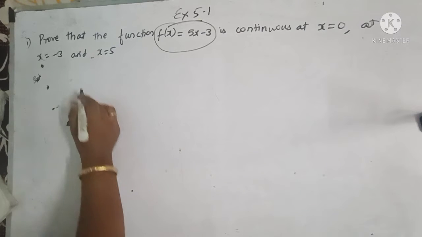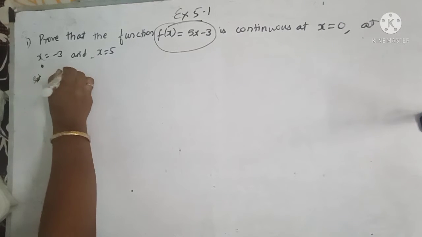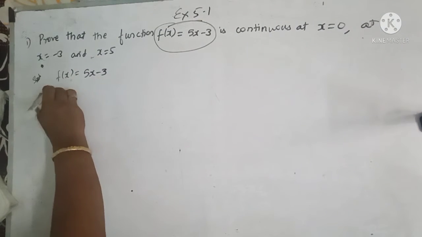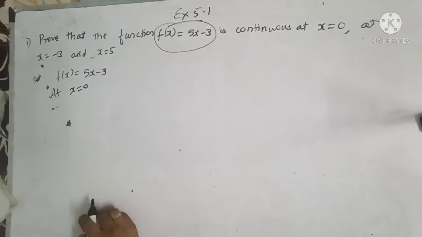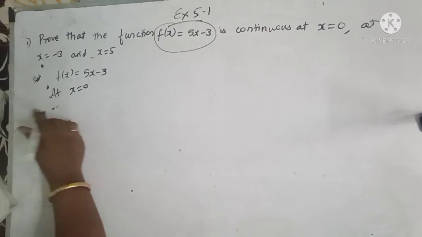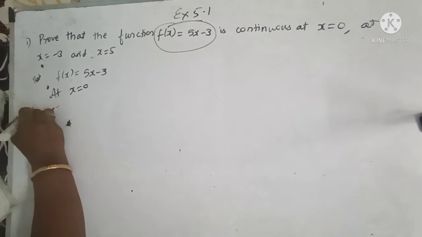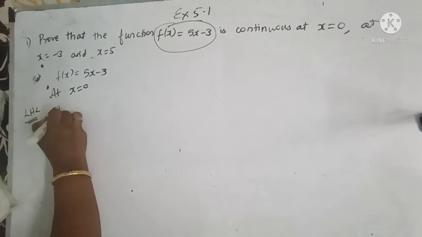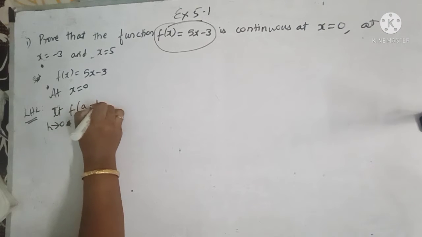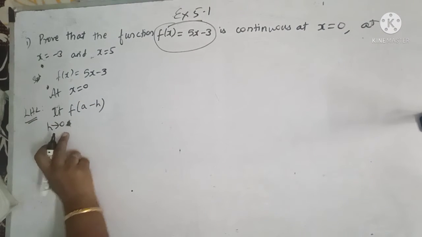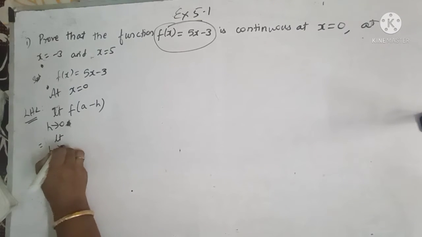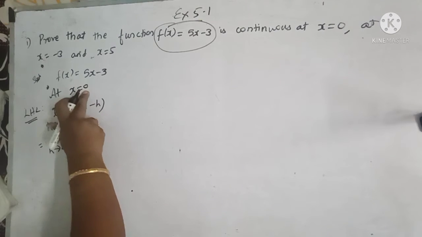So for that, first of all, let us consider the function f of x is equal to 5x minus 3. Now we are going to consider the point at x is equal to 0. Now we know that a function is continuous if left hand limit is equal to right hand limit equal to image. So first of all, let us consider the left hand limit. So what is the left hand limit? Left hand limit is limit h tends to 0 f of a minus h, isn't it? So this is equal to limit h tends to 0 f of, what is a? A is nothing but 0.